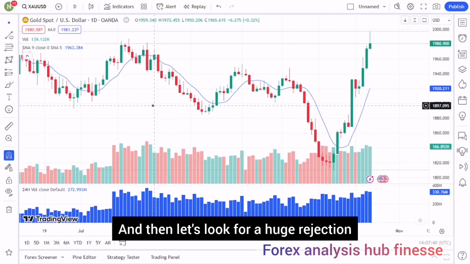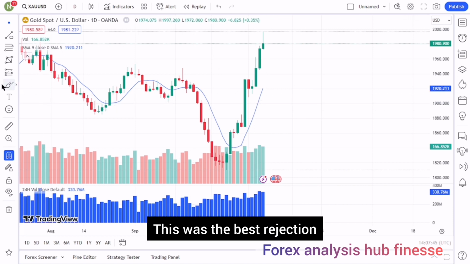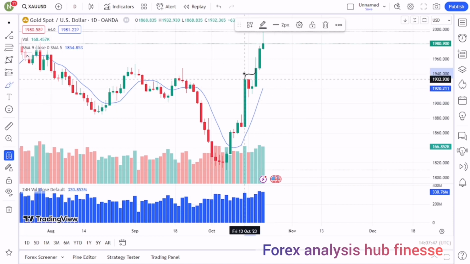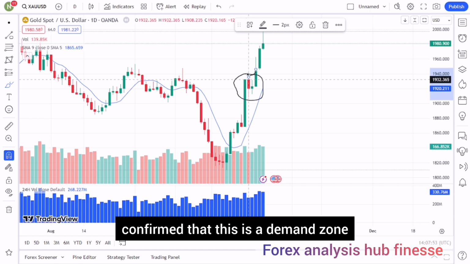And then let's look for a huge rejection which was made like this. This was the best rejection. It's confirmed that this is a demand zone.